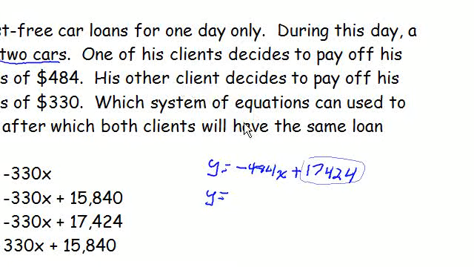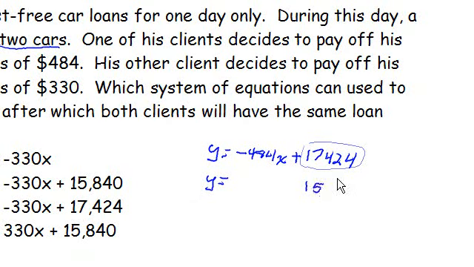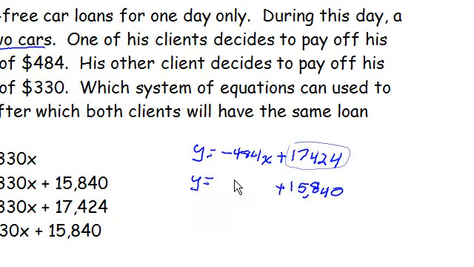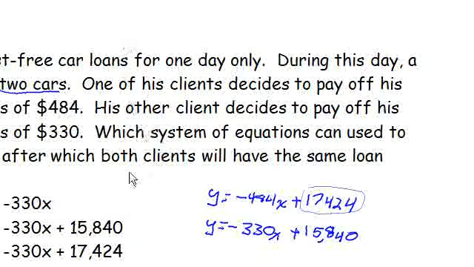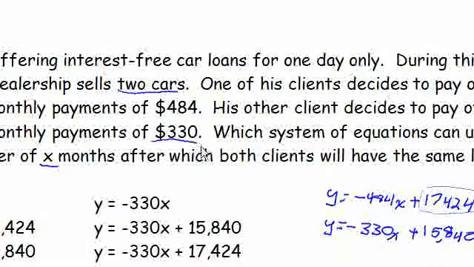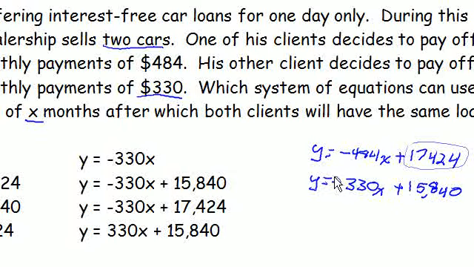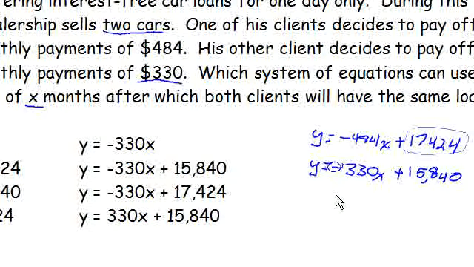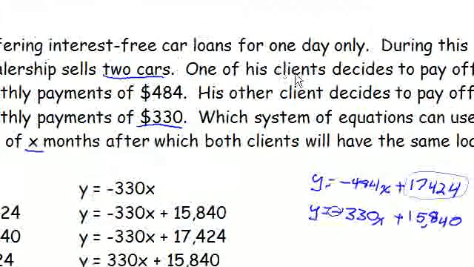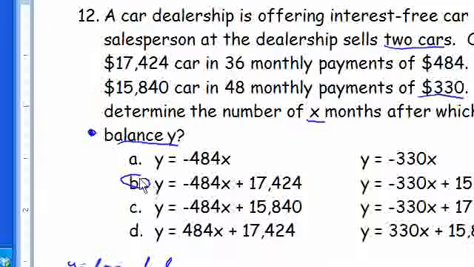Now let's look at the other client. He pays off his $15,840 balance with monthly payments of 330X. And if you want to think about it, these are cash flows out. So that's another way that you can realize that that's a negative sign, representing a negative cash flow for the client. If that helps you, great. If not, please forget it. So here's our system, which looks like it's answer B.